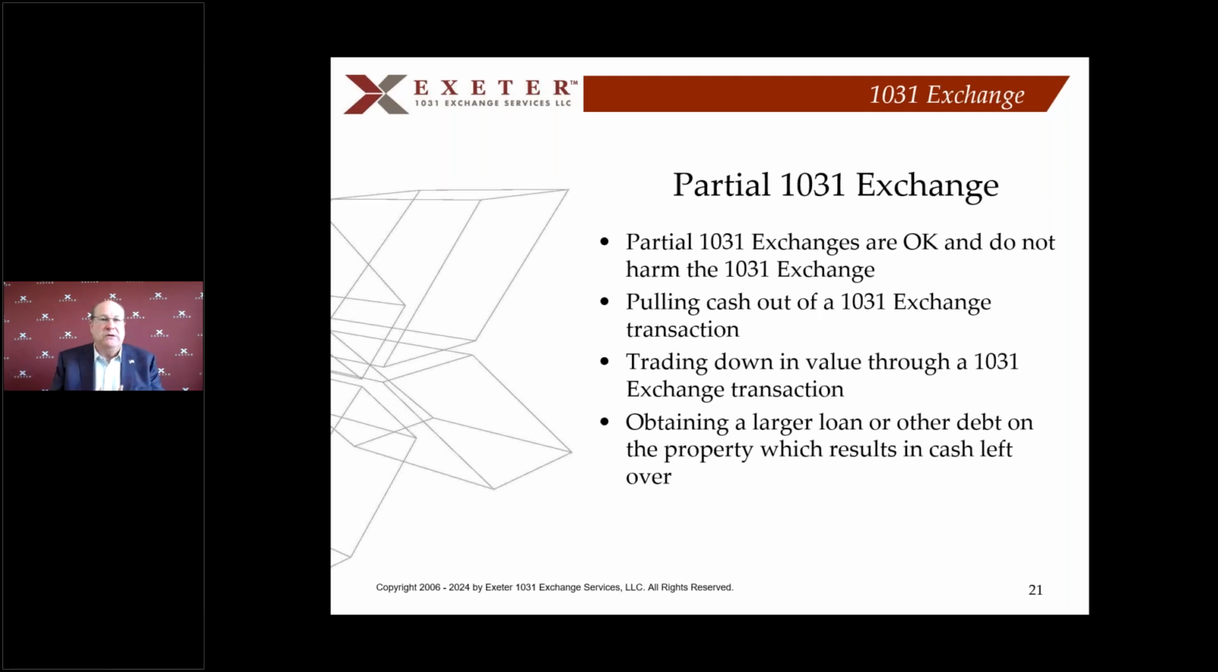You can also pull cash out. A lot of people in the real estate world are real estate rich and cash poor, as the adage goes. So some people will pull out 50 or 100,000 or 200,000 in cash because they need a cash position. Perfectly okay, does not hurt the 1031 exchange. Just like the other example, you're going to pay tax on the cash that you pull out, but the rest of the exchange will be tax deferred.